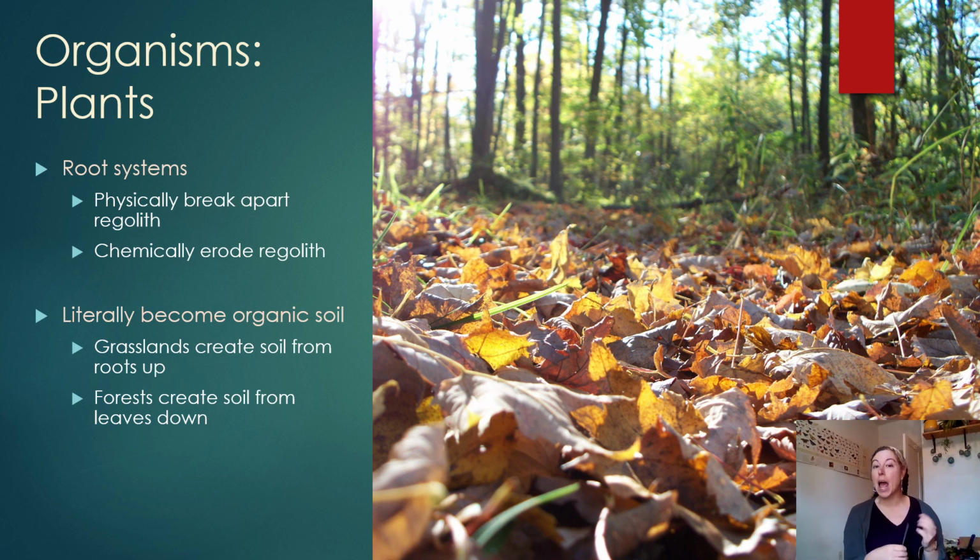But plants also can chemically erode those rocks because they're uptaking nutrients from those minerals and depositing other chemicals, and it can slowly chemically break down rocks. And then the other way plants affect soil formation is they literally become soil, right? Grasslands are creating soil from the roots up. They're shedding roots, the roots are rotting into soil. And forests are creating soil from the top down. They're dropping all their leaves, and those leaves are rotting into soil. So in terms of soil formation, they break down mineral soils, but they create organic soils.